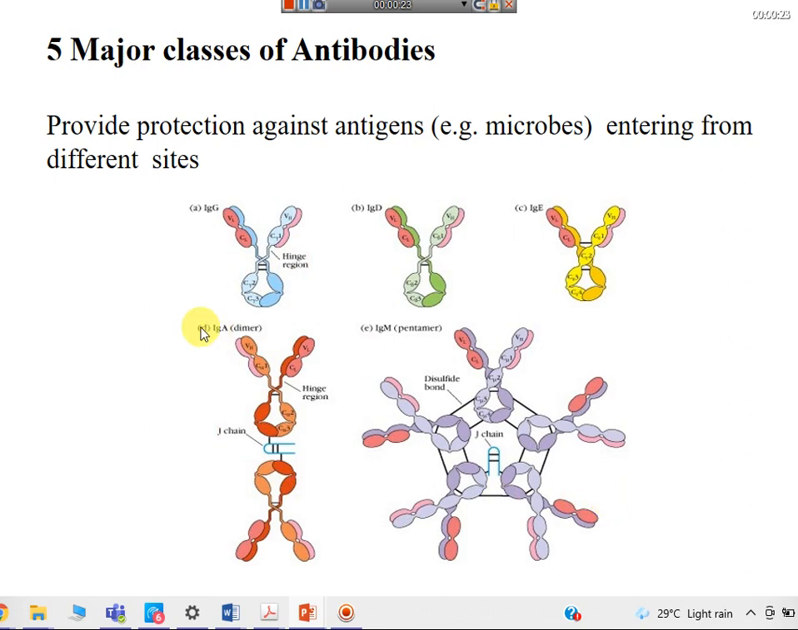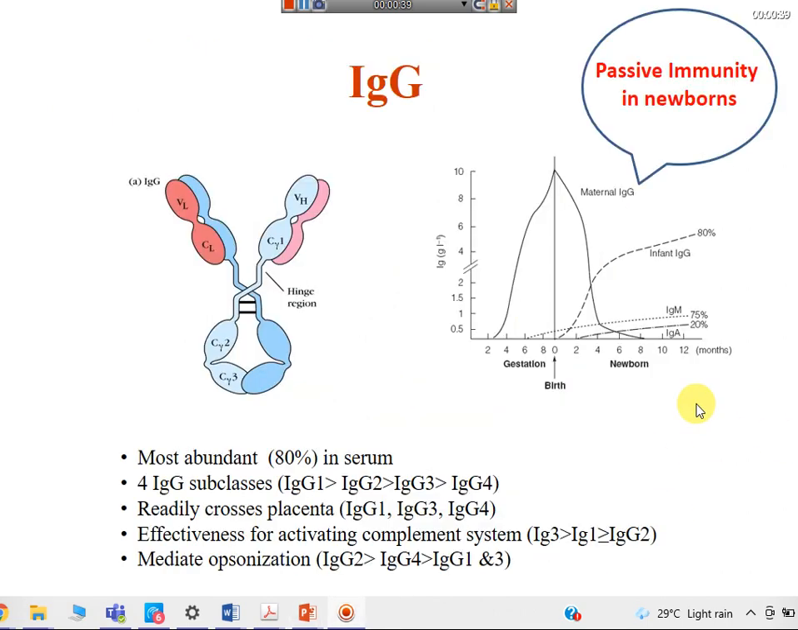And you can also see that IgA is present here in a dimeric form, and IgM you can see in a pentameric form. Actually, the case is that IgA can form dimer, trimer, tetramer, while IgM is either present as a monomeric form or a pentameric form. So let us discuss each and every antibody molecule in a bit of detail.